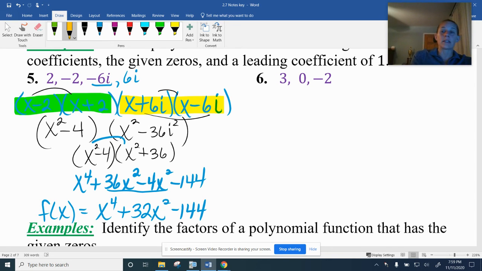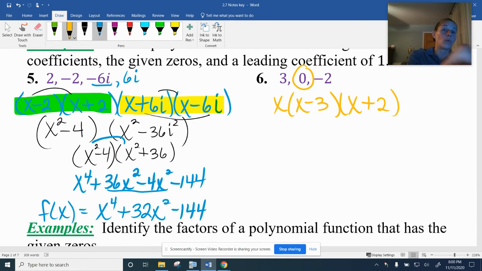Okay, and then finally, this last one here, we have three real numbers. So we don't have to worry about any imaginary conjugate pairs. The 3 is simply going to be the factor x minus 3. The negative 2 will be the factor x plus 2. And because we have the 0, we're just going to need that single x as well. So whatever way you want to multiply these is fine. If you want to choose the first two and do that and then FOIL, or you want to FOIL and then distribute the x, it really is up to you.